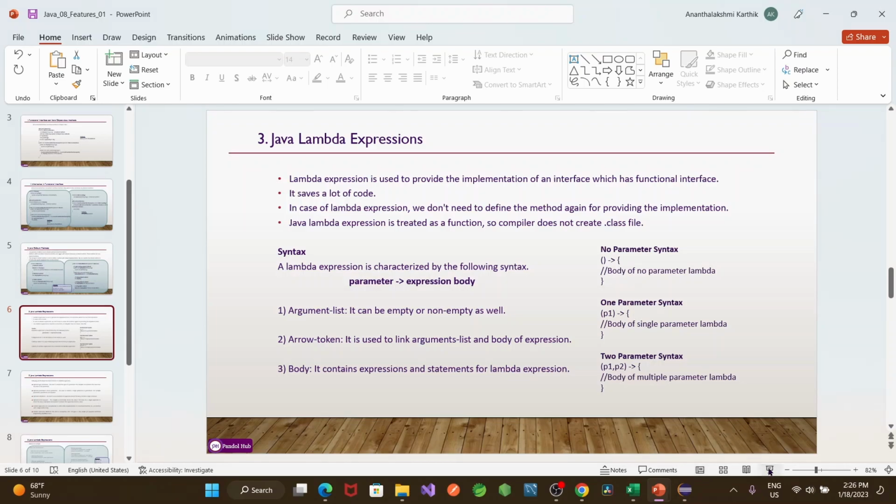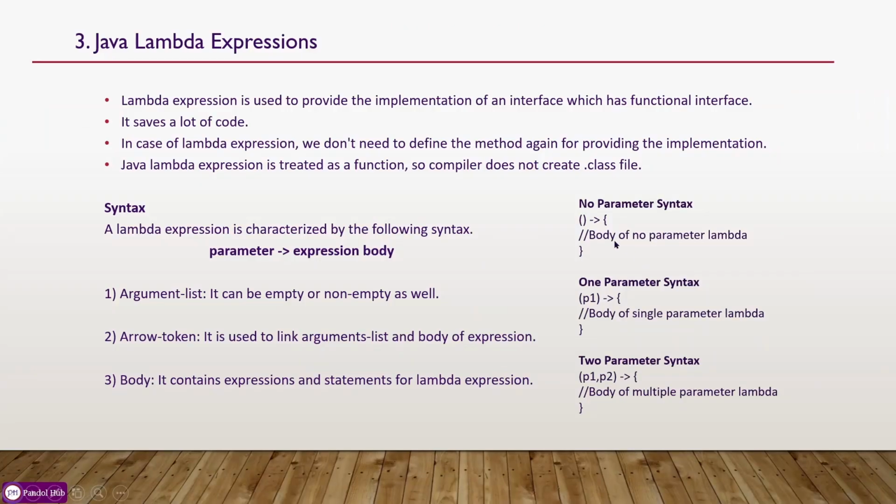Okay, and let's move on to the last one. That's the lambda expression. Java lambda expressions. A lambda expression is used to provide the implementation of an interface which is a functional interface. So what does this mean? These lambda expressions help us in providing functional programming by enabling functional programming in Java 8.